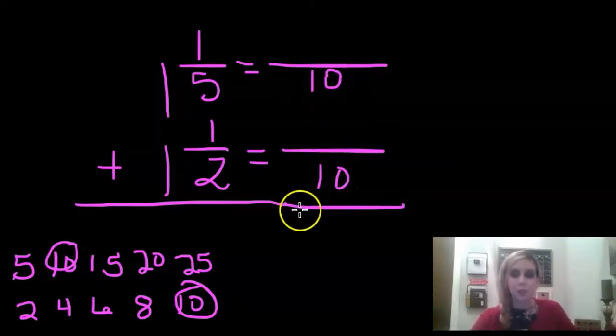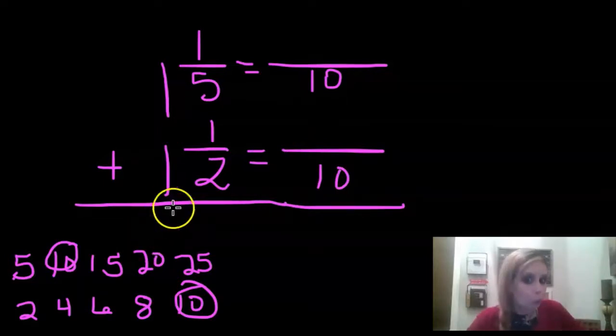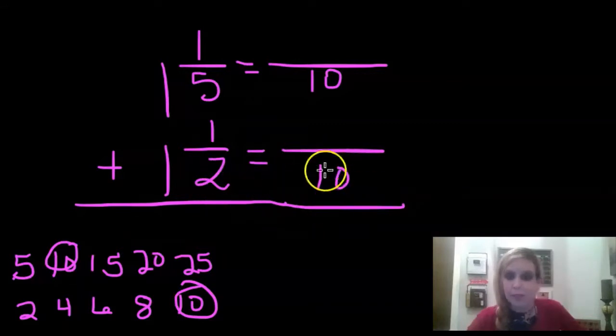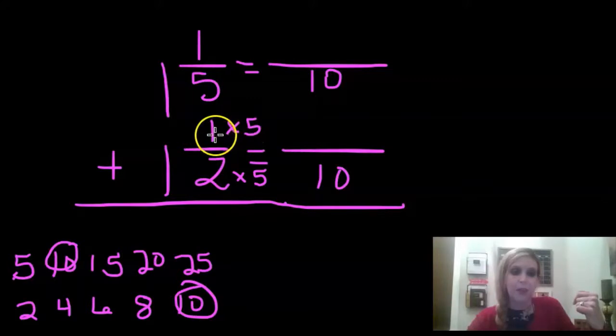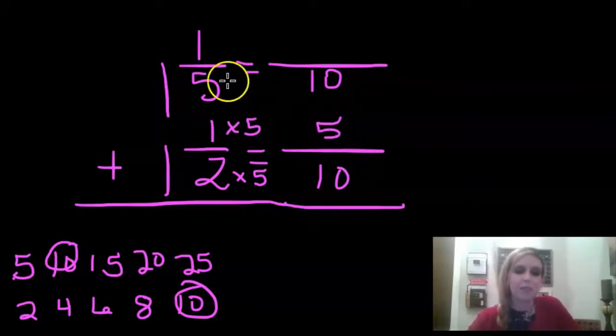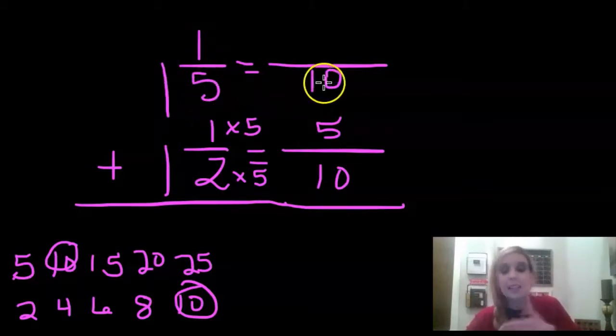Okay, so now what do I do? I multiply this denominator times something to get 10. What do I multiply 2 by to get 10? 5, right? 2 times 5 is 10. So I have to do the same thing to the numerator. I have to multiply it by the exact same number. So 1 times 5 is 5. All right, so now let's take a look at this fraction. What do I multiply 5 by to get 10?